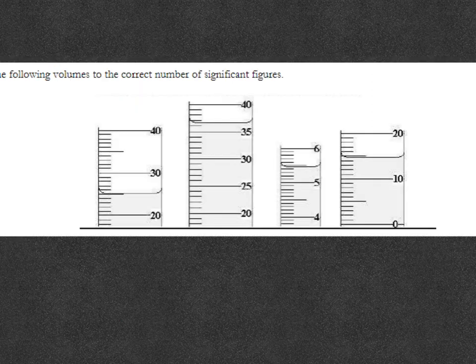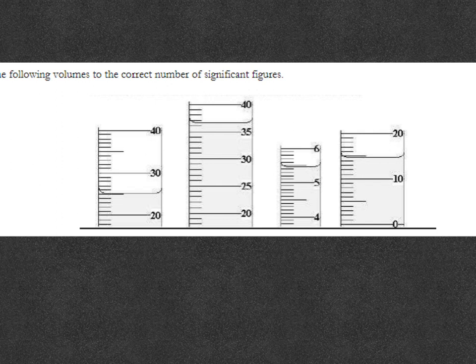Okay, reading equipment. This has to do with precision and reporting the correct number of significant figures. Whenever you look at a piece of equipment, you're going to look, where are the smallest markings? What is the increment? Then you have to estimate one place beyond that.